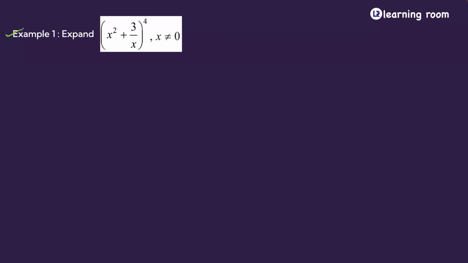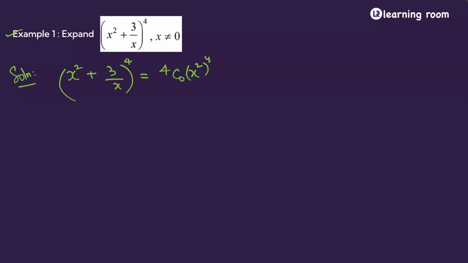The first example is: expand (x^2 plus 3 by x) the whole power 4. So we need to expand and write this. So what is the solution here? (x^2 plus 3/x) the whole raised to the power 4. So what is it going to be? 4C0 (x^2) raised to the power 4.